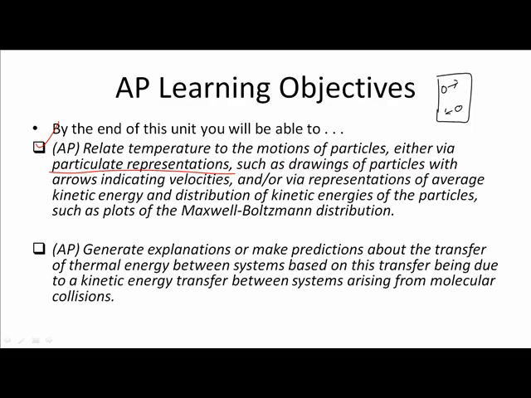This is basically saying heat gets transferred from hot things to cold things, right? Make predictions about the transfer of thermal energy based on this transfer being due to a kinetic energy transfer between systems arising from molecular collision. It means fast-moving particles bump into slow-moving particles and transfer some of their energy.